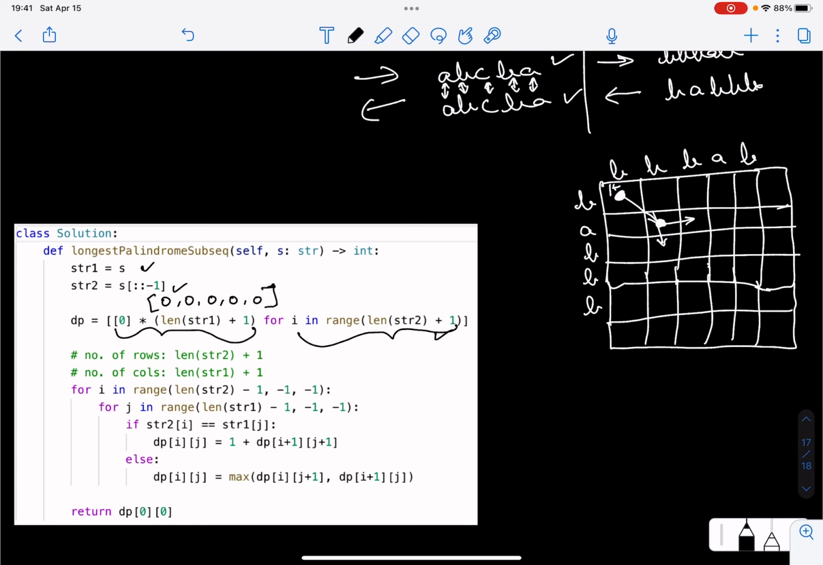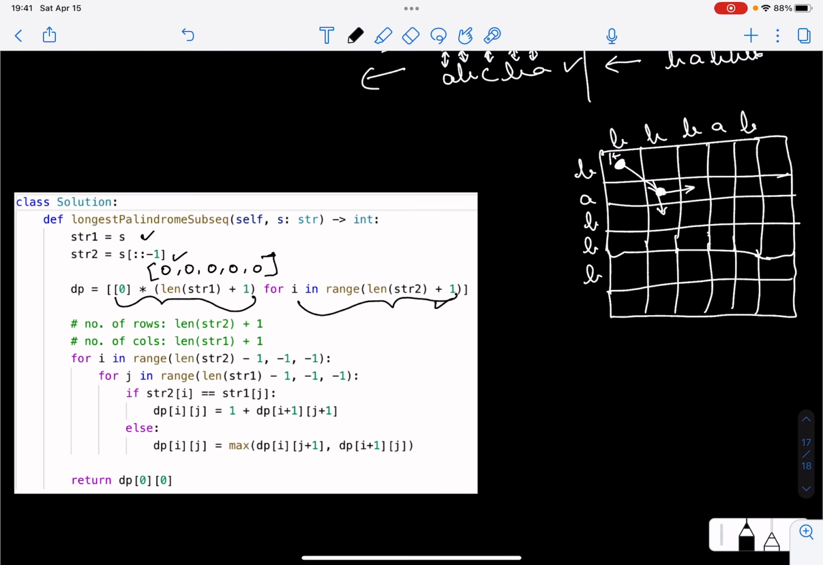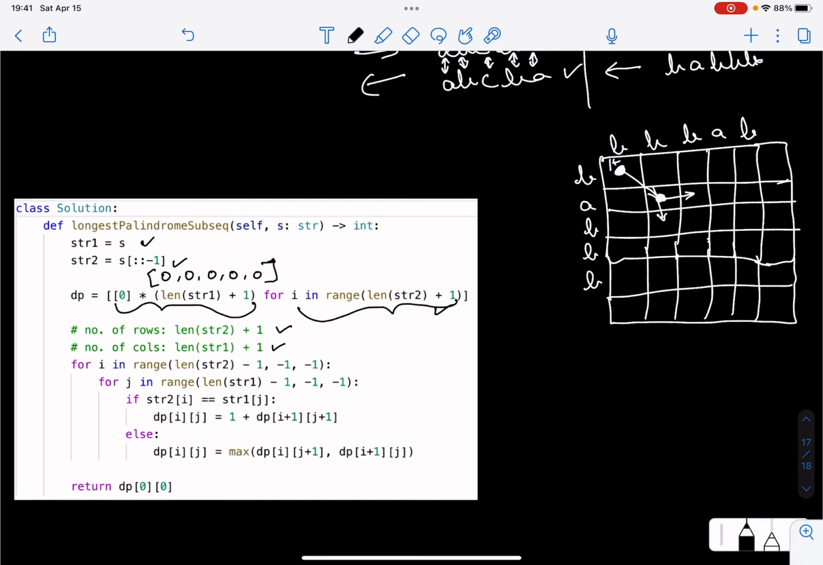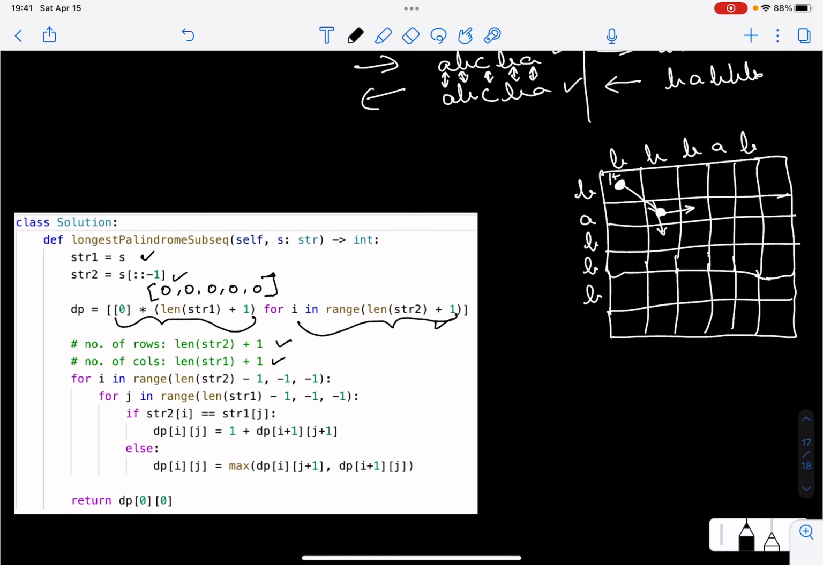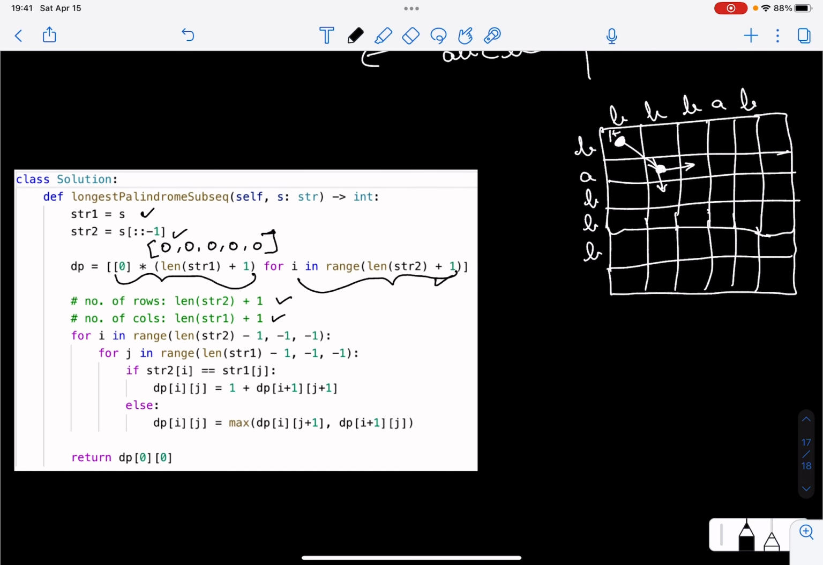So we have a for loop which does it. This is like a Python specific syntax. So we see that the number of rows are the length of string 2 plus 1, and the number of columns are the length of string 1 plus 1. Here it's not necessary to have string 2 as a row or string 1 as a column. It can be interchanged and the solution would still remain the same.